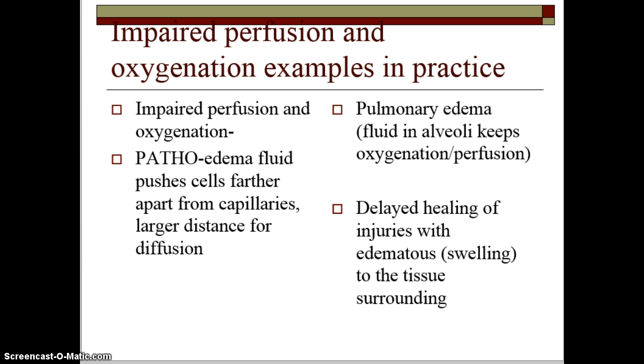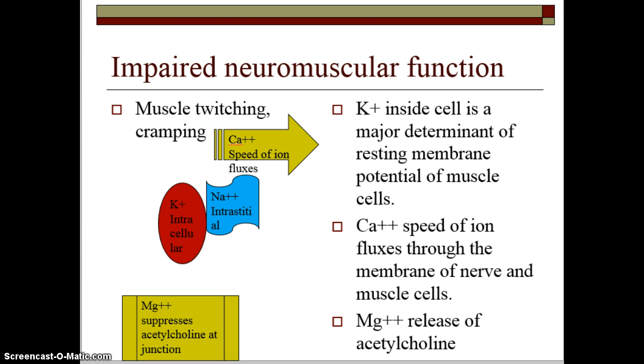We also see this as a complication of wound healing. When you have a lot of edema and swelling in the tissue surrounding, the oxygen can't get to the side of the wound that needs good oxygenation to heal. So with that edema, fluid pushes the cells further apart, and when we have a lot of interstitial edema with those capillaries farther apart, we can't get good diffusion that heals tissues and helps the patient to have good oxygenation levels. And the last one then is that impaired neuromuscular.